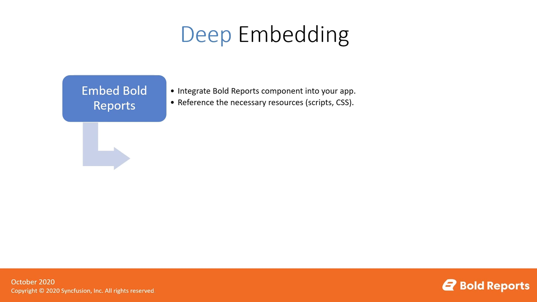As described in the flowchart, it's a three-step process. First one is to integrate the Bold Reports component into your app. It may be a cloud tenant or an on-premise tenant. You have to integrate that component into your application, and then you need to refer the necessary resources like scripts and styles that are necessary for rendering the report.